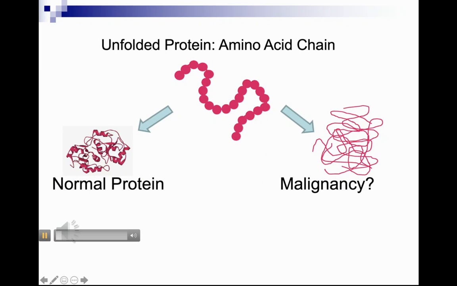Protein starts out as a chain of amino acids. That chain of amino acids folds to form a normal protein, or it unfolds or misfolds and becomes a trigger for malignancy. An abnormal protein inside a cell can change the message that the cell receives, resulting in a malignancy.